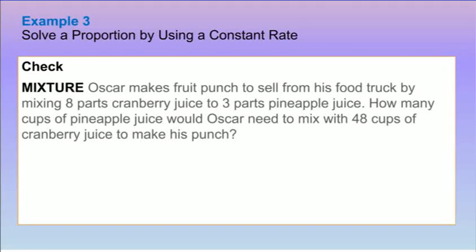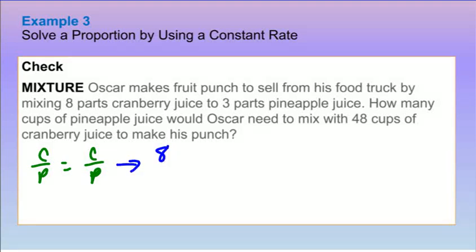Next, Oscar makes fruit punch to sell from his food truck by mixing 8 parts apple, 3 parts cranberry juice to 3 parts pineapple juice. How many cups of pineapple juice would Oscar need to mix with 48 cups of cranberry juice to make his punch? So I would do cranberry is to pineapple as cranberry is to pineapple. I'm just setting up my ratios so I have my proportions.